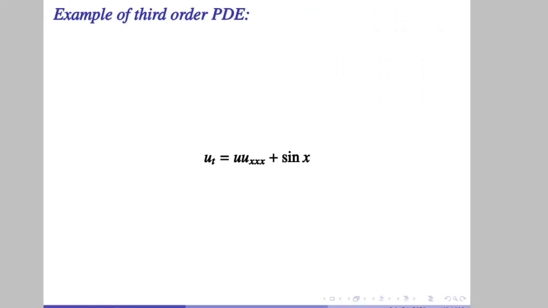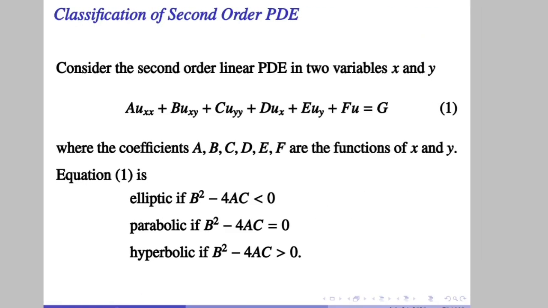So the third order equation, ut = uxx + sin x, is an example for the third order.